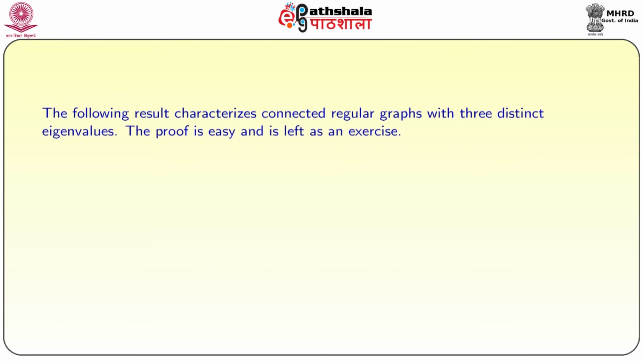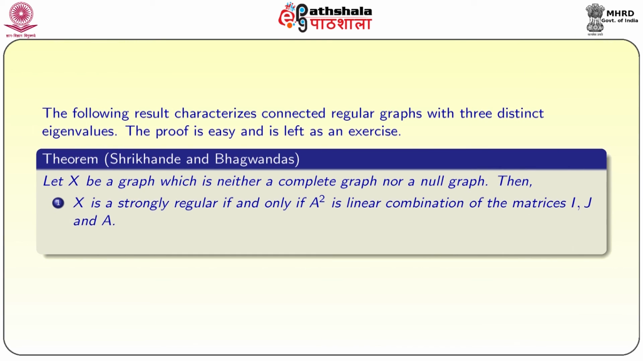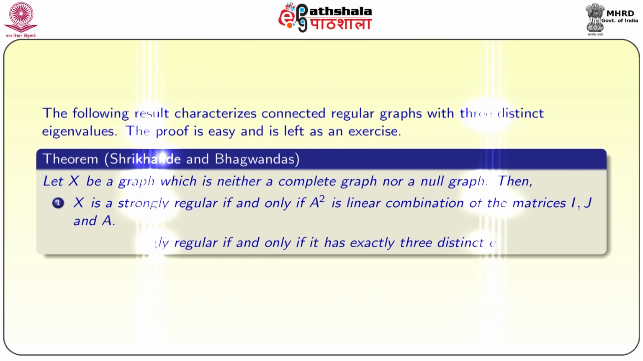The following result characterizes connected regular graphs with 3 distinct eigenvalues. The proof is easy and left as an exercise. It is given by Shrikhande and Bhagwandas. Let X be a graph which is neither a complete graph nor a null graph. Then X is strongly regular if and only if A squared is a linear combination of matrices I, J and A, and X is strongly regular if and only if it has exactly 3 distinct eigenvalues.